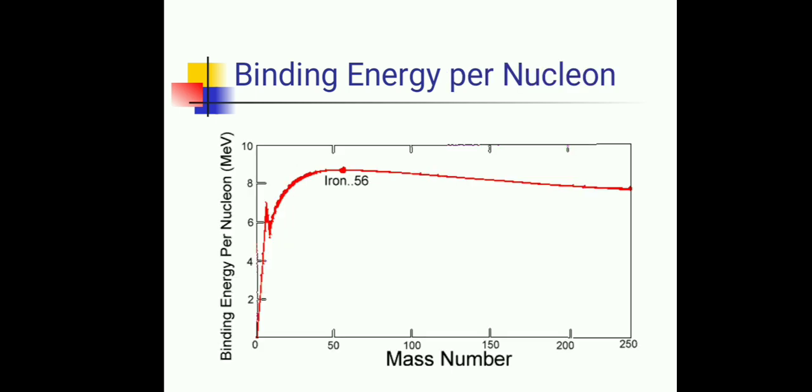Here we have the graph of binding energy per nucleon in mega electron volts against mass number. As the mass number increases, the binding energy also increases. After that, it decreases. Iron has the maximum binding energy among the elements.